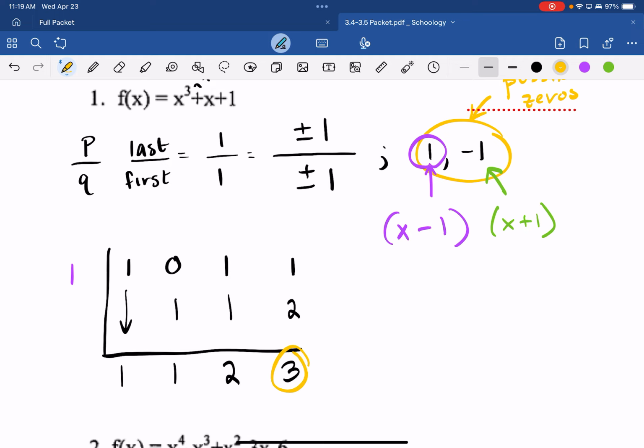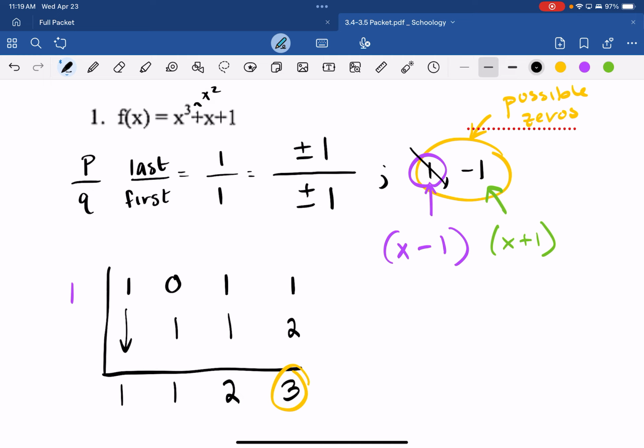Is this a 0? No, it's not. So I know I can cross off 1. It's not that. Okay, we don't know for sure that it's -1 yet. Okay, we can't rule it out. We might have an imaginary. So let's test -1 now.